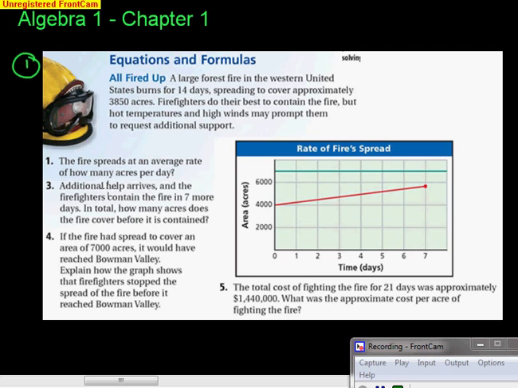So we have an extended response question here. It says, "It was all fired up. A large forest fire in the western United States burns for 14 days, spreading to cover approximately 3,850 acres. Firefighters do their best to contain the fire, but hot temperatures and high winds may prompt them to request additional support." Okay, so number one, the fire spreads at an average rate of how many acres per day?